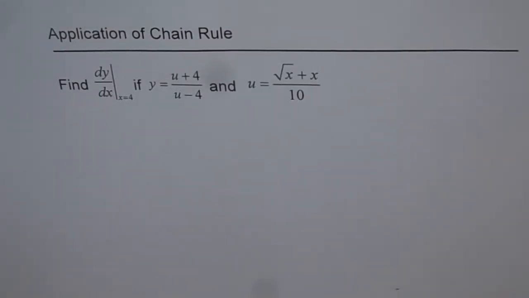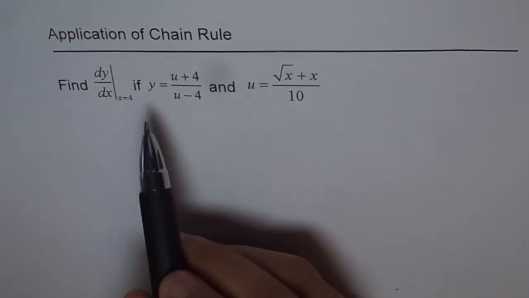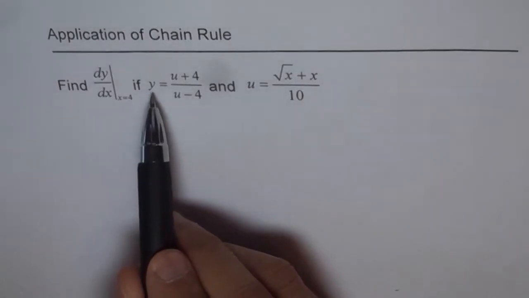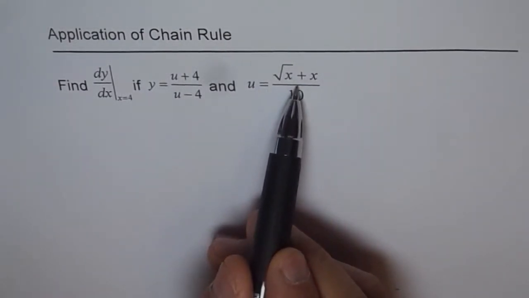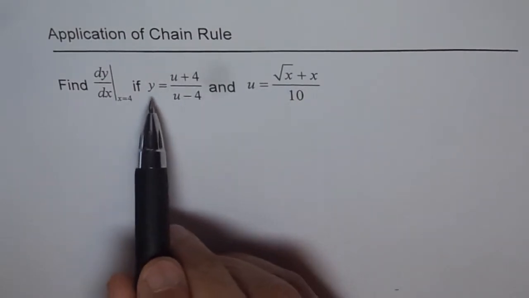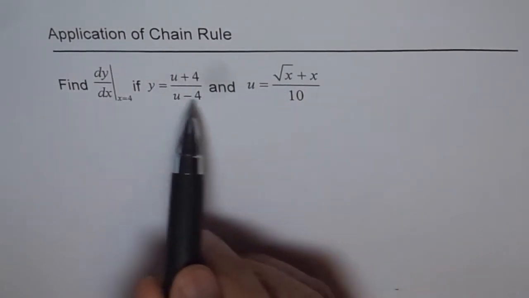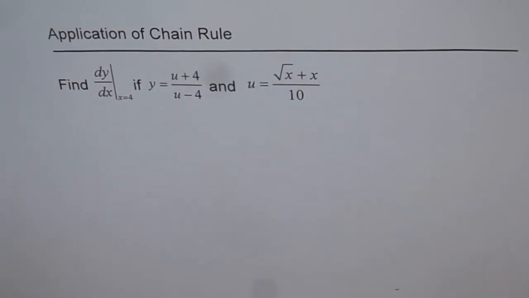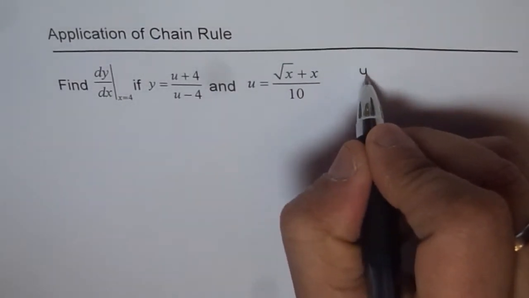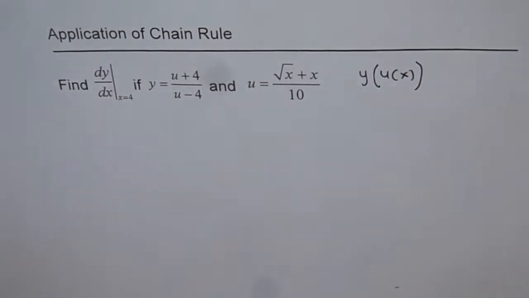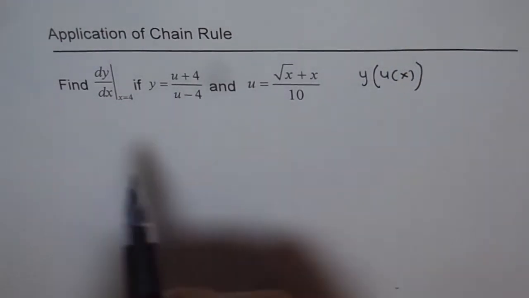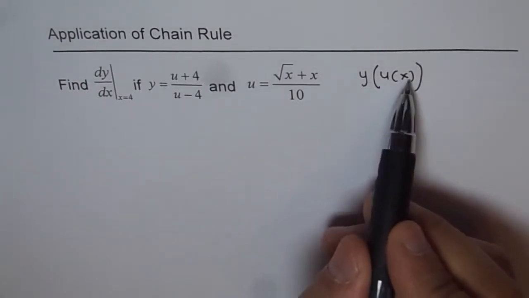Here is an application of the chain rule where we'll try to evaluate a derivative for a composite function. Composite function means we are given y as a function of u and u as a function of x, so ultimately we are trying to find the relation between y and x. Do you see that? That's a composite function, right? So y is a function of u and u is a function of x. So it's a composite function, and we're trying to find dy/dx.